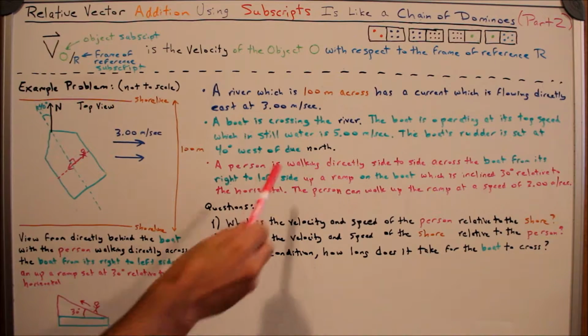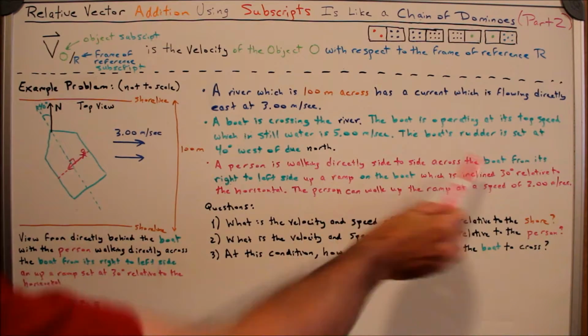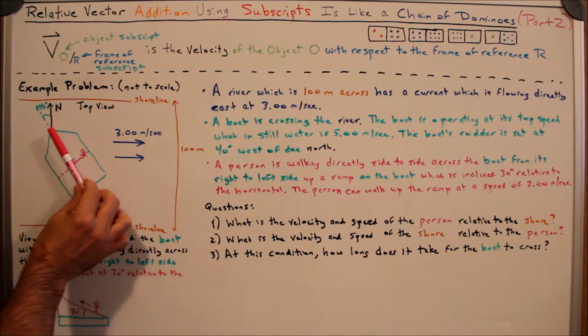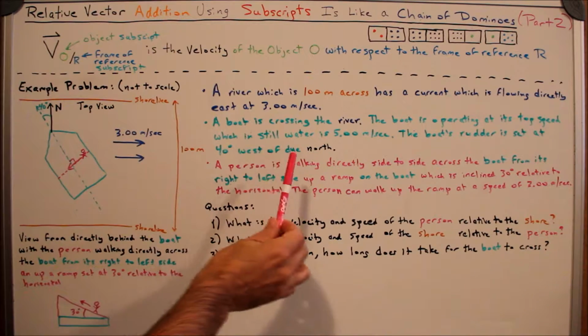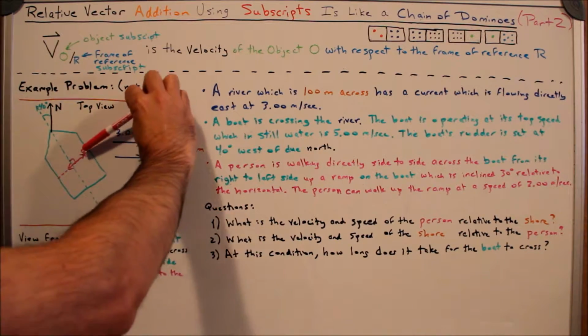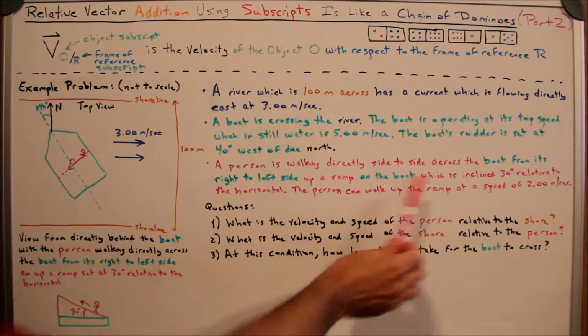Now a person is on the boat, and the person is walking directly from side to side, so he's perpendicular to the orientation of the boat. He's going from side to side, going from the right side to the left side. And so as he's walking across his boat, he's simultaneously walking up a ramp.